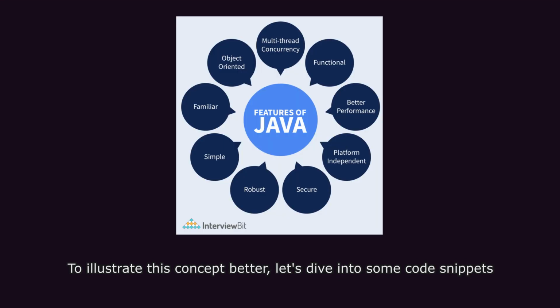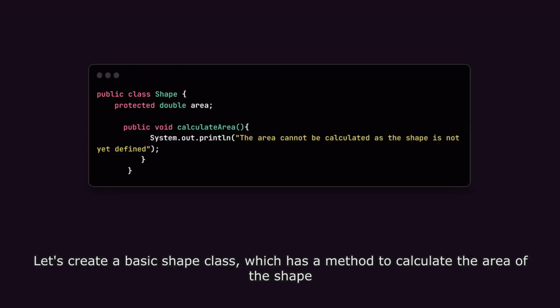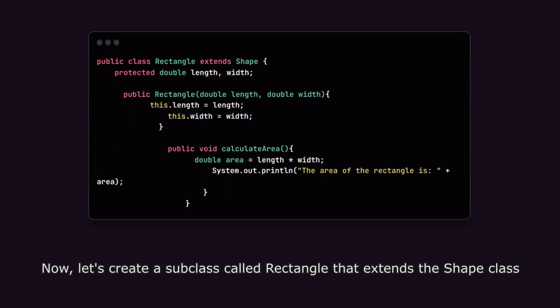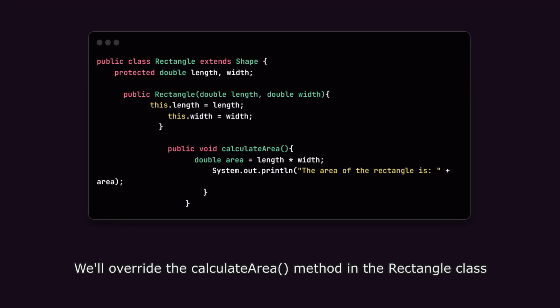To illustrate this concept better, let's dive into some code snippets. Let's create a basic shape class, which has a method to calculate the area of the shape. Now, let's create a subclass called rectangle that extends the shape class. We'll override the calculateArea method in the rectangle class.